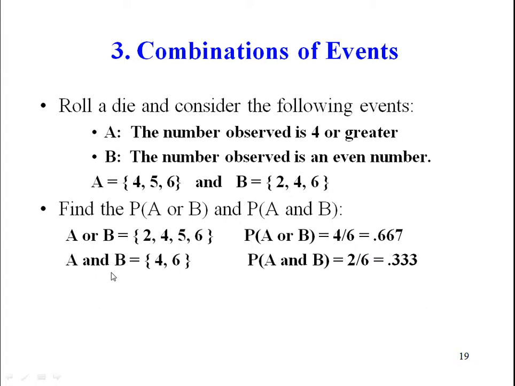Now what's the probability of A and B? What's in both A and B? Well, just 4 and 6. So 4 and 6. What's the probability of A and B? That'd be 2 elements out of 6 for a roll of a die, and that's 1/3 or 0.333. These just happen to be complementary. They don't have to be. They happen to add up to 1 right now, but it doesn't have to.